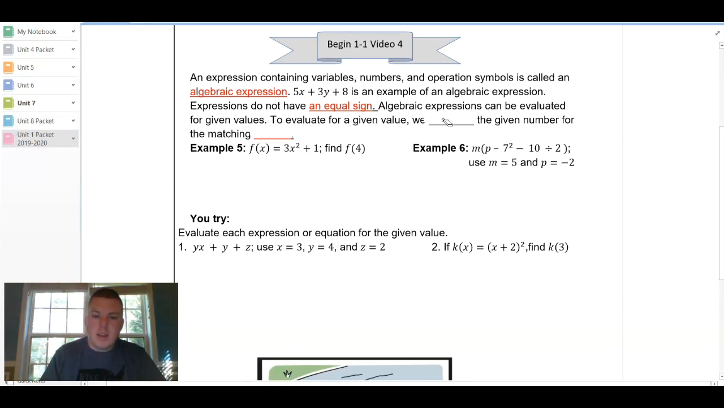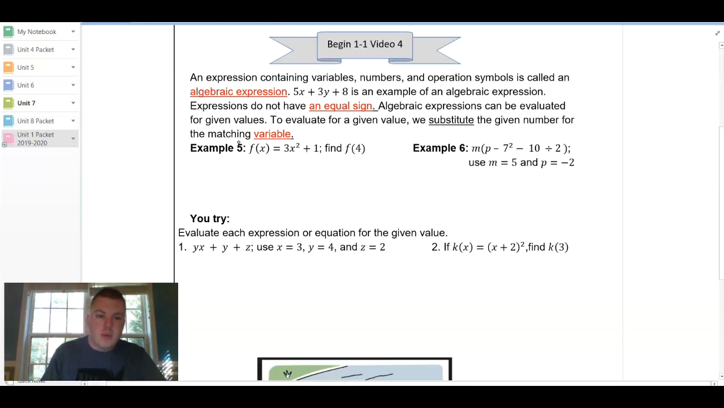And then algebraic expressions can be evaluated for given values. To evaluate for a given value, we're going to substitute the given number for the matching variable. So basically, they're going to give us a variable and what that variable is equal to. And then we're going to take that and plug it into the equation that we're given, or the expression that we're given.